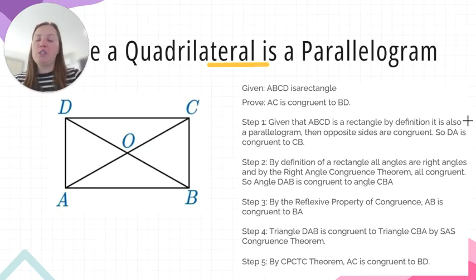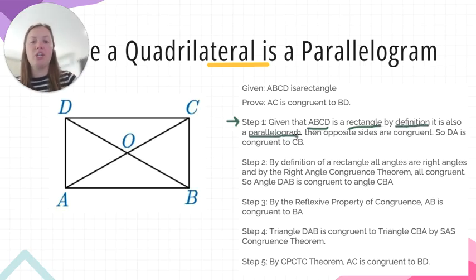Now, the first bit of information that we always work with when we're doing a proof is the given information and the definitions. I've combined them a little bit. So step one, given that ABCD is a rectangle, by definition, it is also a parallelogram. That means that opposite sides are congruent, so DA is congruent to CB and DC is congruent to AB. That is all information that we know to be true.